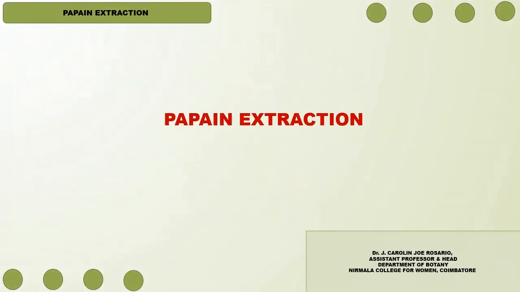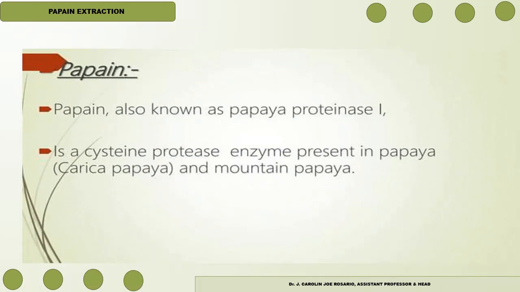Hello students. Today we'll see about papain extraction. Papain, also known as papaya proteinase 1, is called a cysteine protease enzyme present in the papaya. The botanical name of papaya is Carica papaya, and it is also called mountain papaya.